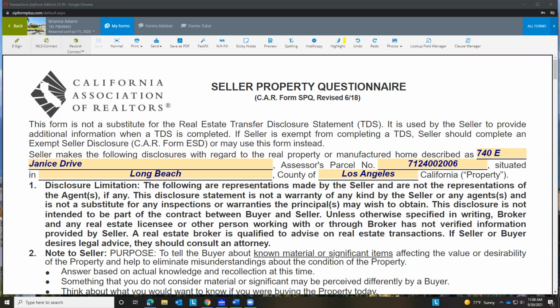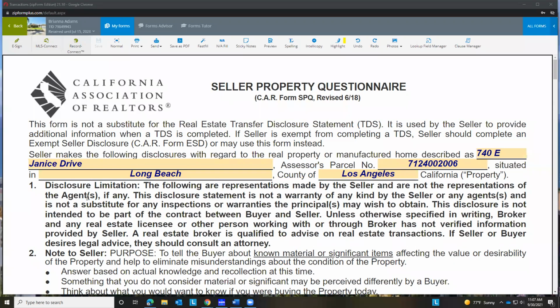Disclosure limitation. The following are representations made by the seller and are not the representations of the agents, if any. The disclosure statement is not a warranty of any kind by the seller or agents and is not a substitute for any inspection or warranties that the principals may wish to obtain. This disclosure is not intended to be part of the contract between the buyer and seller. Unless otherwise specified in writing, broker and any real estate licensee or other person working with or through broker has not verified information provided by the seller. A real estate broker is qualified to advise on real estate transactions. If seller or buyer desire legal advice, they should consult an attorney.